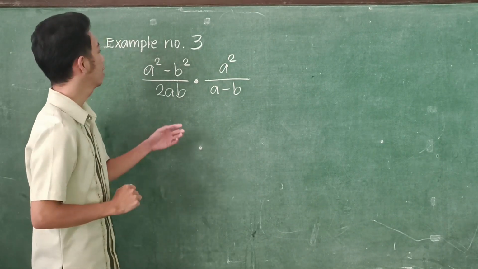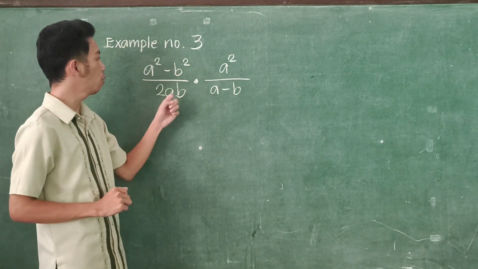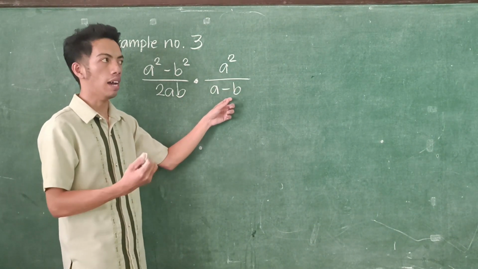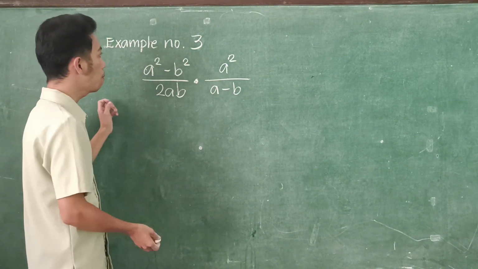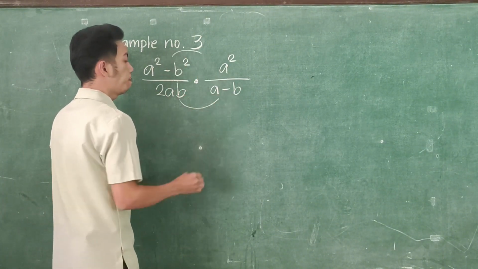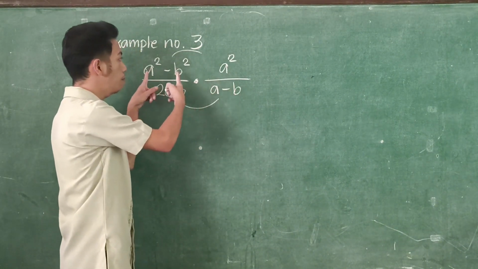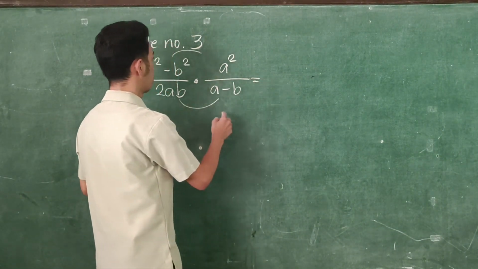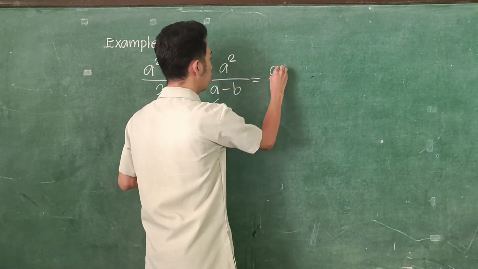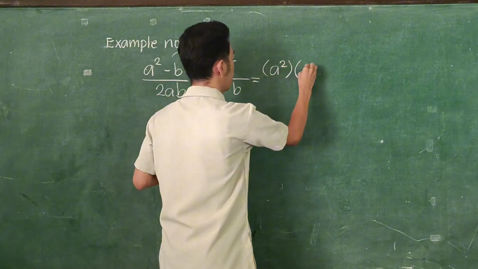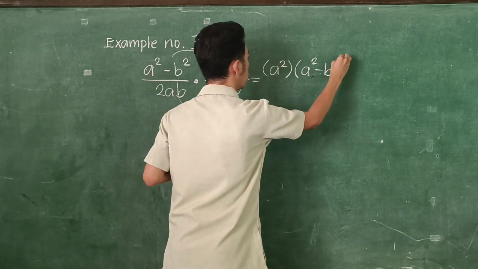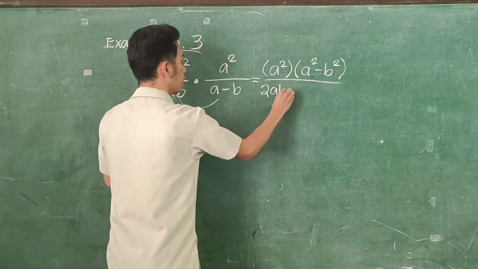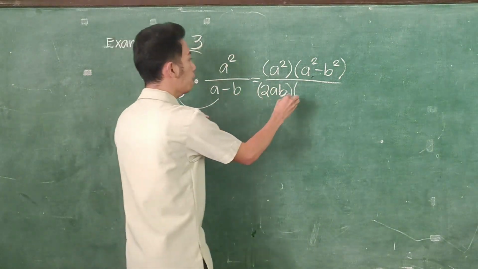Example number 3. a squared minus b squared over 2ab multiplied by a squared over a minus b. Again, the first step is to multiply. Pero again, dahil ito ay binomial, pwede natin i-multiply in a factor form or factored form. So in this case, the factored form is a squared multiplied by a squared minus b squared all over, we have here 2ab multiplied by a minus b.